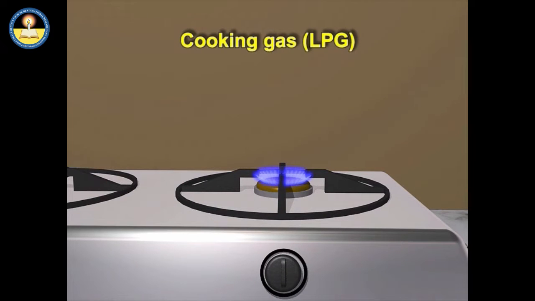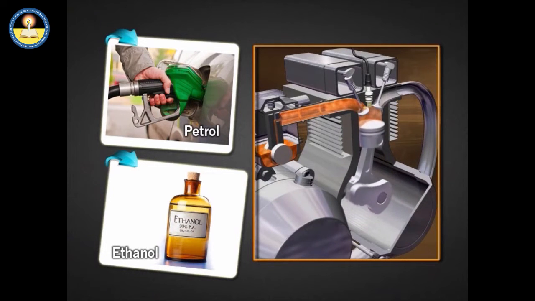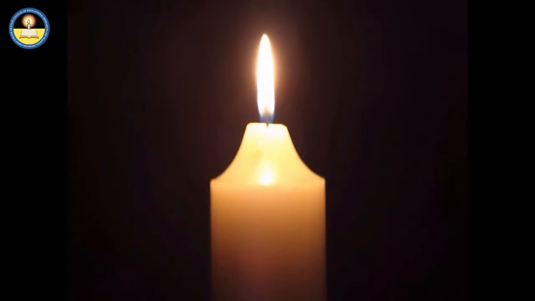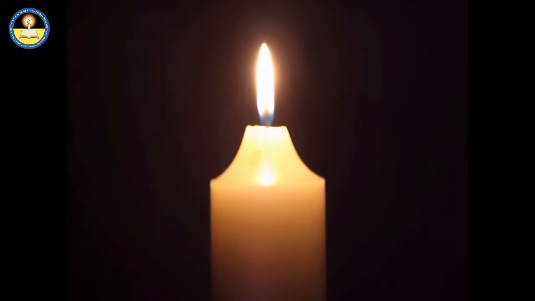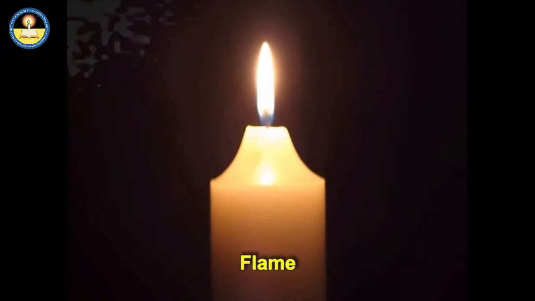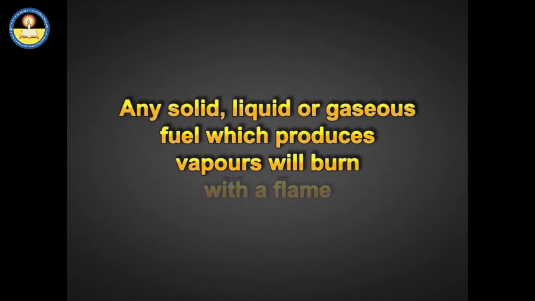Cooking gas, that is LPG, is a gaseous substance, therefore it burns with a flame. Petrol and ethanol are liquids, but on heating form vapors which burn with a flame. A candle is made of solid paraffin wax, which is a saturated hydrocarbon of high molecular mass. On burning the wick of a candle, the paraffin wax gets converted into its vapors. These wax vapors then burn with a flame. Any solid, liquid or gaseous fuel which produces vapors will burn with a flame.